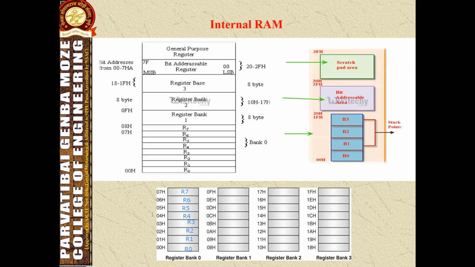The other register banks have the same kind of organization. Each one has 8 registers. So how many registers are there in total? 4 into 8, totally 32 bytes, 32 working registers.